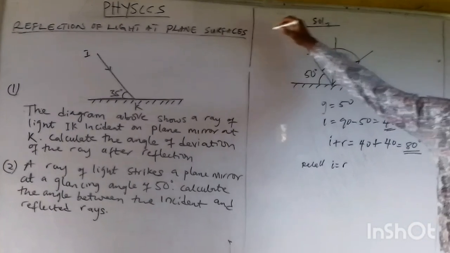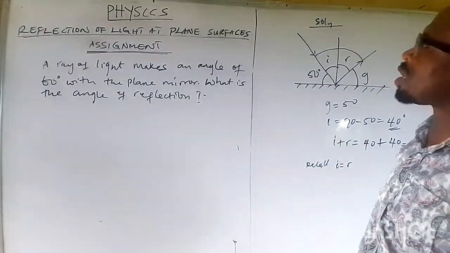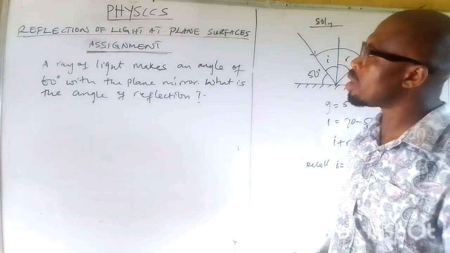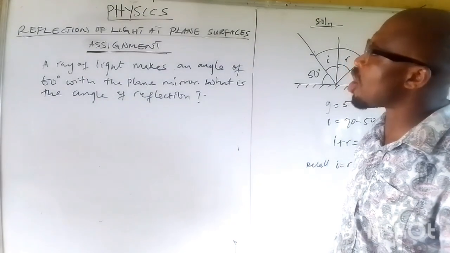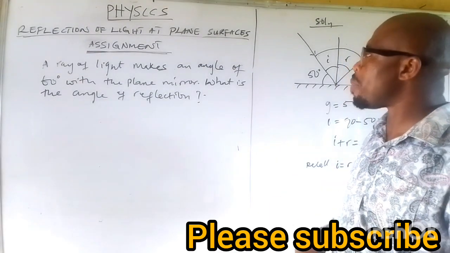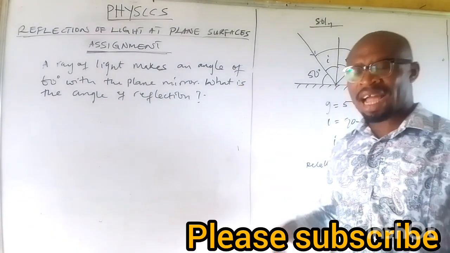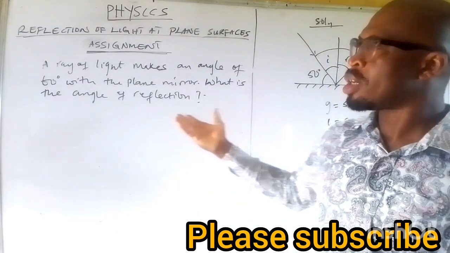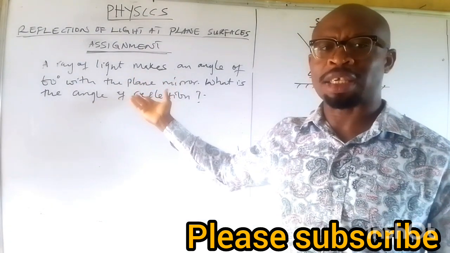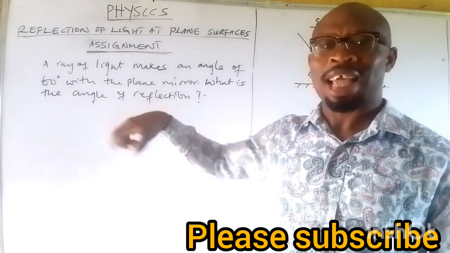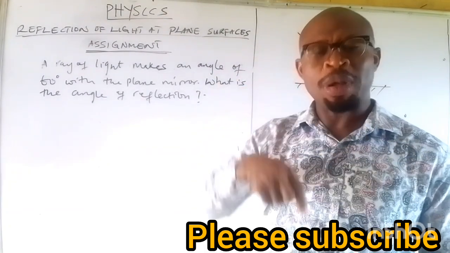Okay, we have this last one. A ray of light makes an angle of 60 degrees with the plane mirror. What is the angle of reflection? Now, this is left for you to solve. Please, solve this. I need the answer in the comment section.